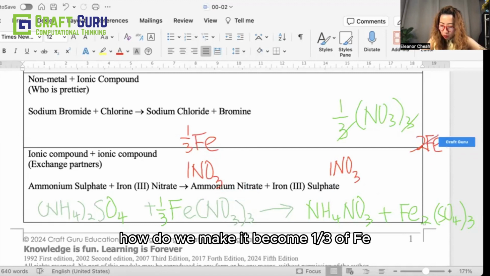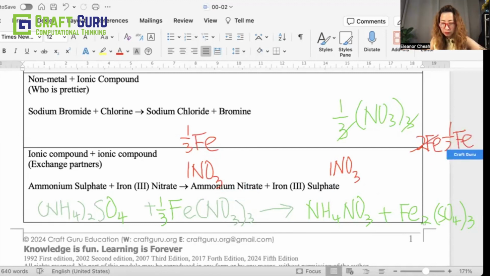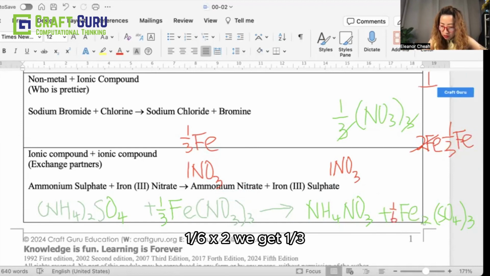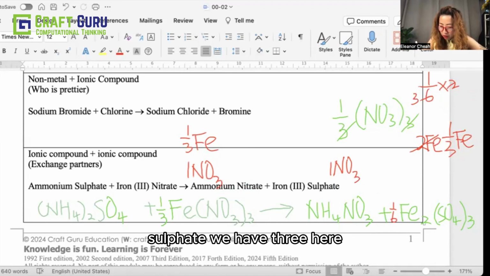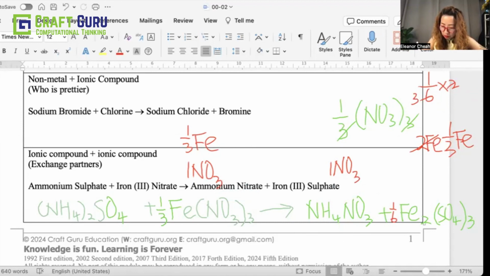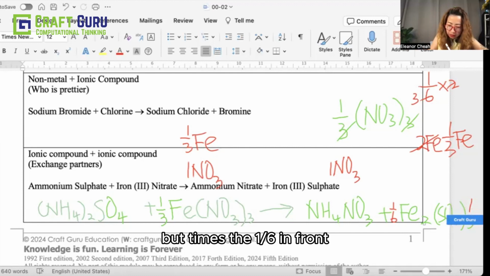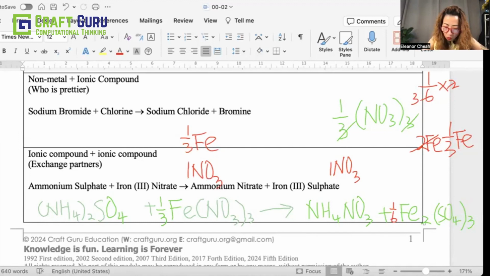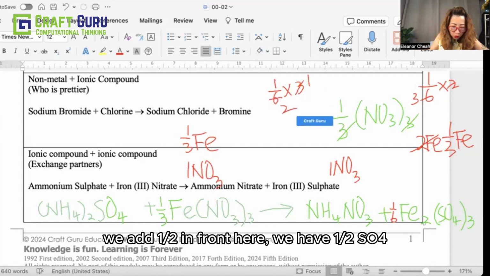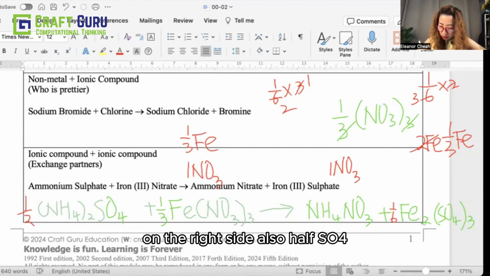How do we make it become 1/3 of Fe? We times 1 over 6. 1 over 6 times 2, we get 1 over 3. Then it affects sulfate. Sulfate, we have 3 here. But times the 1 over 6 in front, 1 over 6 times 3, we have half. So we add half in front here. We have half SO4. On the right side also half SO4.